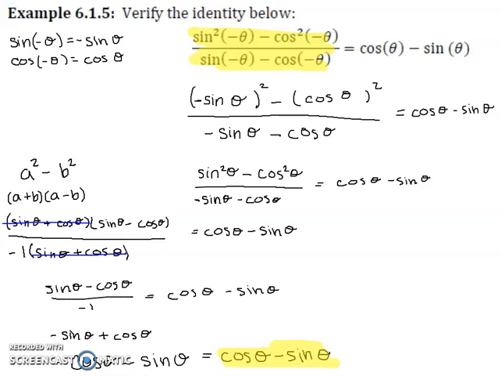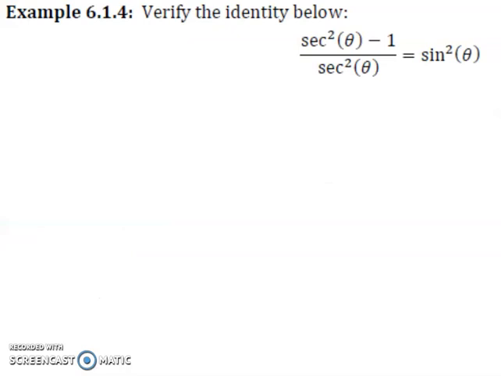Again, we can manipulate both the left and the right if we would like, but in this case it was not necessary, as I was able to see a path going straight from the left-hand side, manipulating it to look like that right-hand side. Go ahead and take a moment to pause our video and practice this next example on your own.